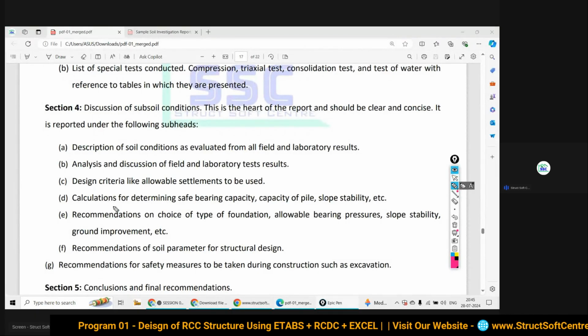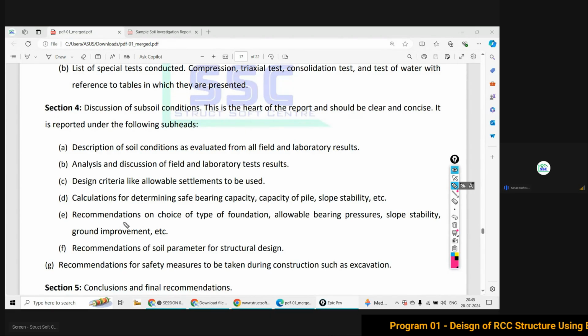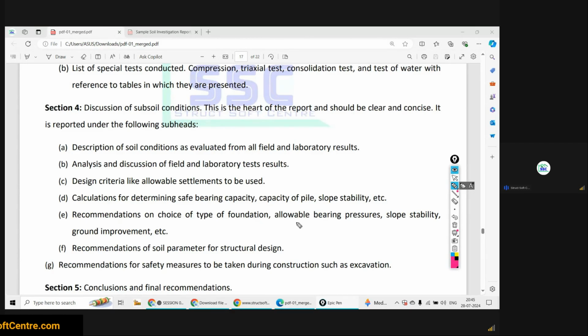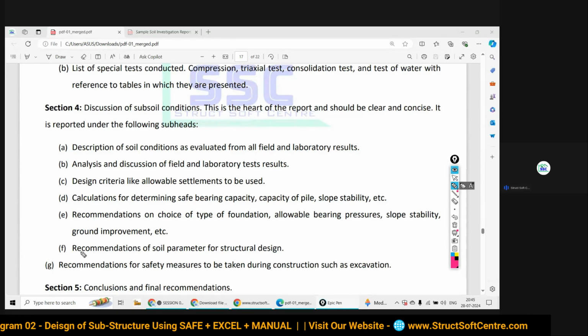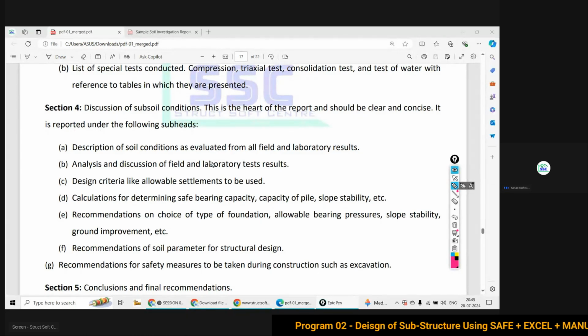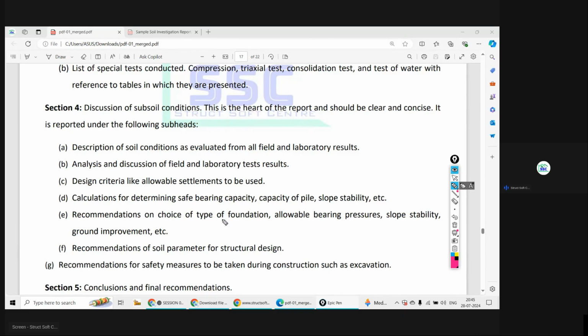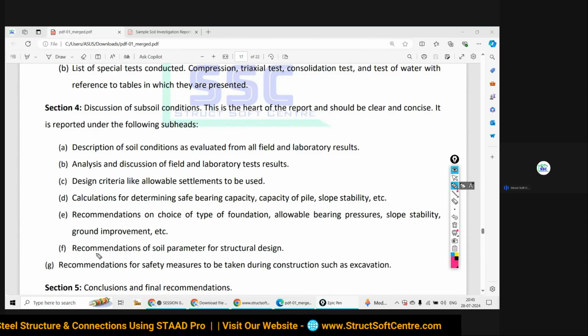In a detailed format, in this section 4, they are going to recommend what type of foundation will be more suitable. They are also giving the allowable bearing pressure, slope stability, and ground improvement options. Plus a recommendation of the soil parameters for the structural design. So here they do the overall discussion of what they have done and what their findings are, and based on their findings, they make the recommendation.